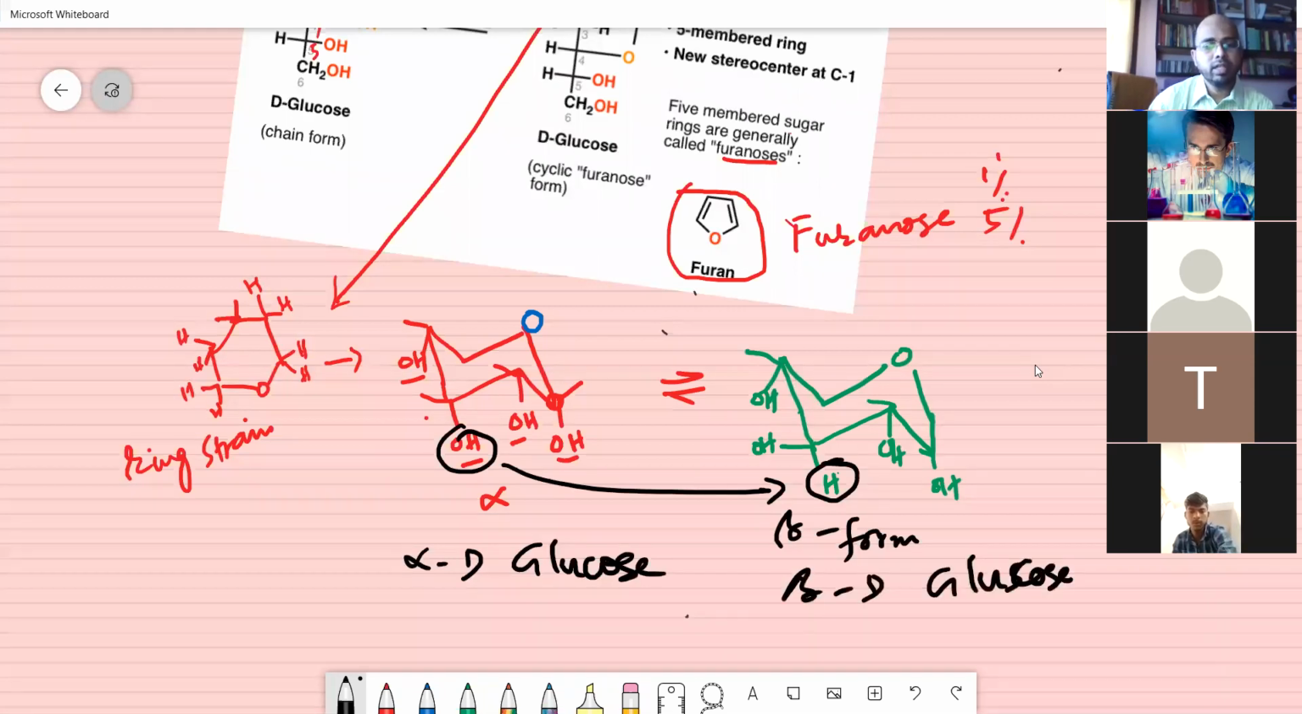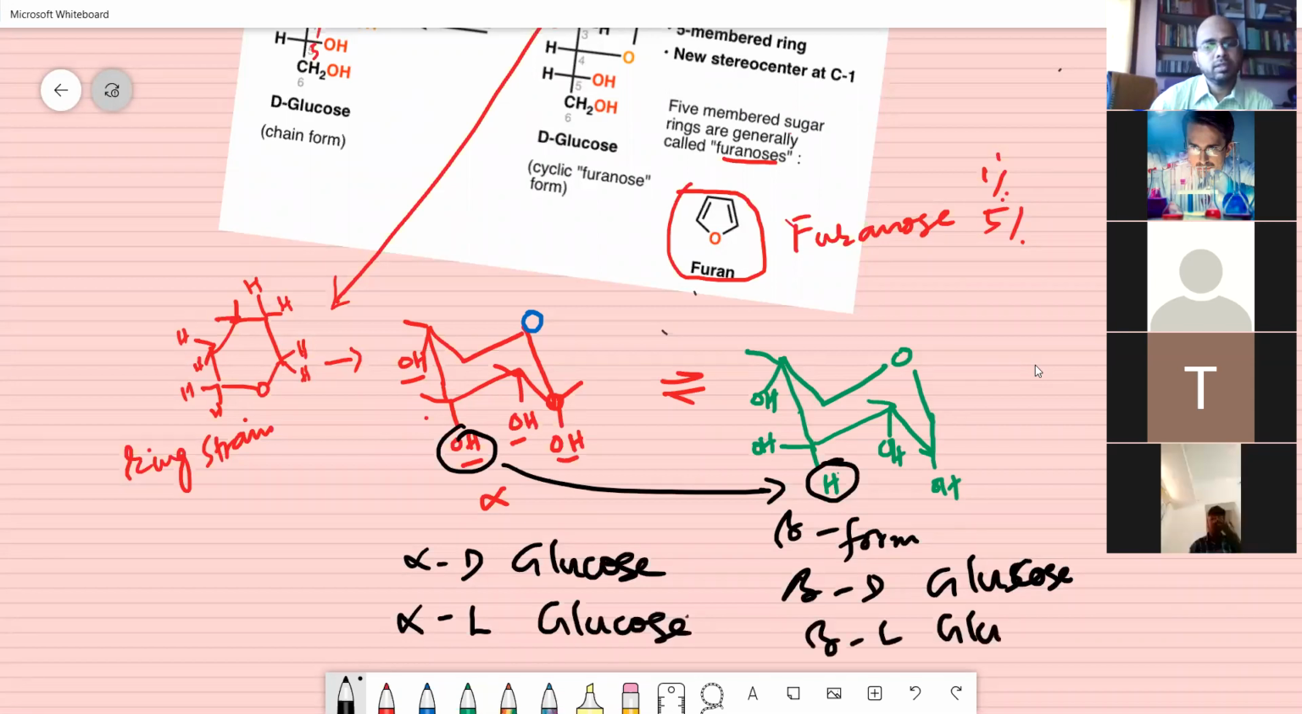What is the other way you can have? Alpha L glucose, beta L glucose. These are all isomers.